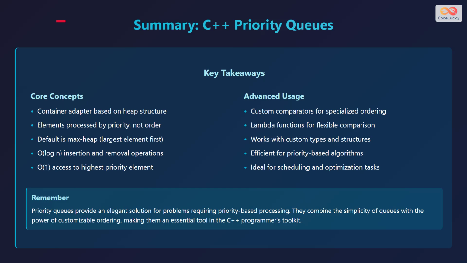For advanced usage, you can use custom comparators for specialized ordering and Lambda functions for flexible comparison. They work with custom types and structures and are efficient for priority-based algorithms. They are ideal for scheduling and optimization tasks. Priority queues provide a solution for problems requiring priority-based processing. They combine the simplicity of queues with customizable ordering, making them an essential tool in the C++ programmer's toolkit.